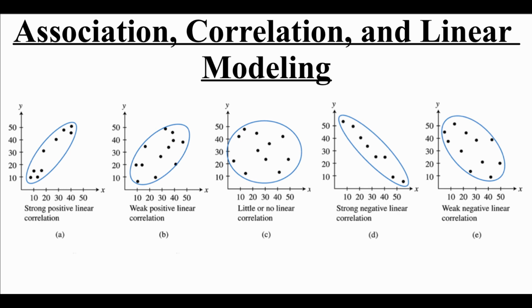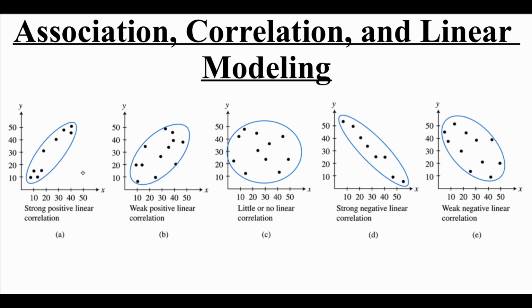And if you think about drawing an oval around your data points, the narrower the oval, the stronger the association is with your data. So if we're comparing pictures A and B, there looks to be a positive relationship between our x and our y variables, but the oval in picture A is a lot narrower than the oval in picture B. So we would say that the picture in A has a stronger association between the x and the y variables.